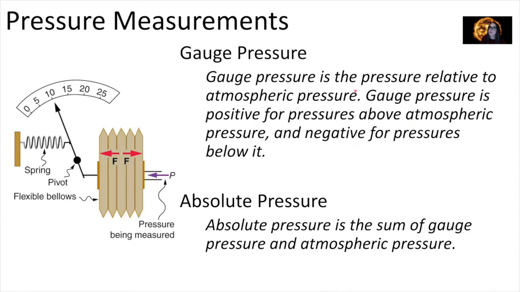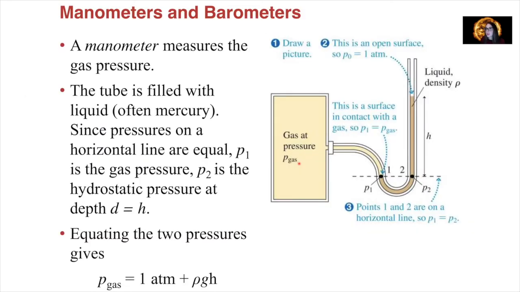Gauge pressure is the pressure relative to atmospheric pressure. Gauge pressure is positive for pressures above atmospheric pressure and negative for pressures below it. Then absolute pressure is the sum of the gauge pressure and the atmospheric pressure. There are two devices in particular that measure pressure that we're going to talk about here.